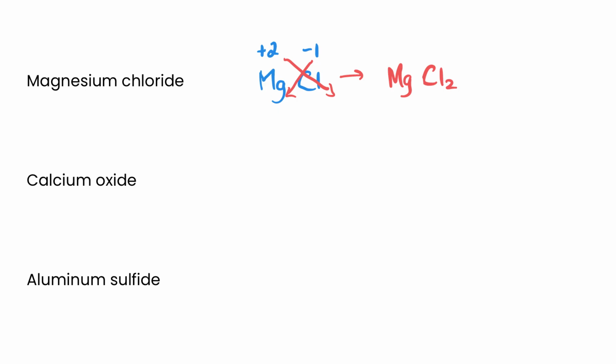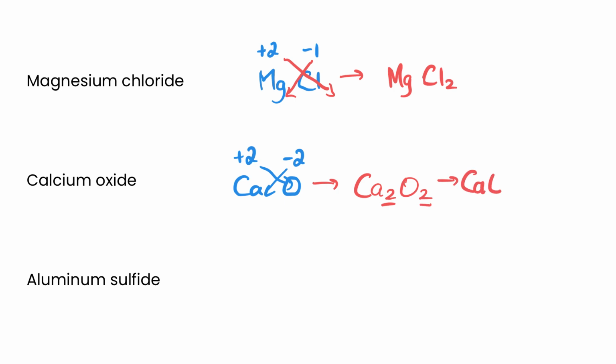Our next example, calcium oxide. Calcium is Ca, and oxide means oxygen, so that's an O. Calcium takes a +2. Oxygen takes a -2. We're going to crisscross those down, and that's going to become Ca2O2. But then they're both 2s, so we can reduce this down to CaO. So calcium oxide's formula is just CaO.